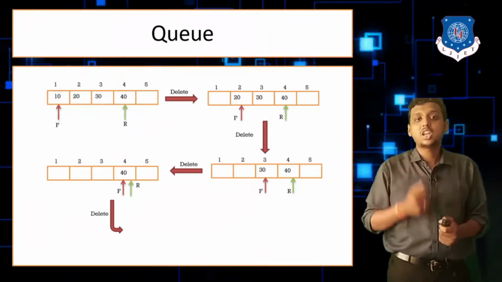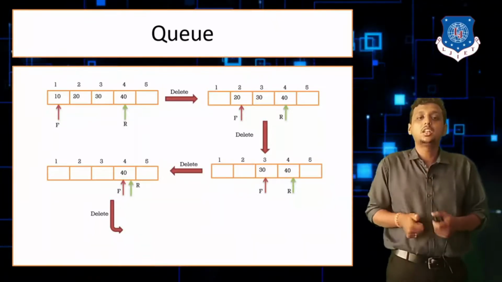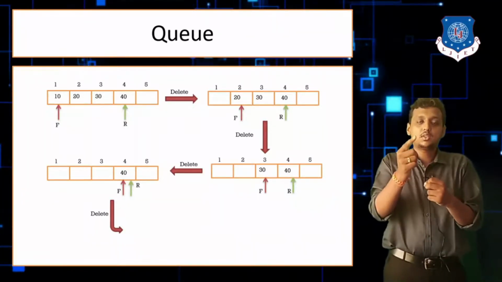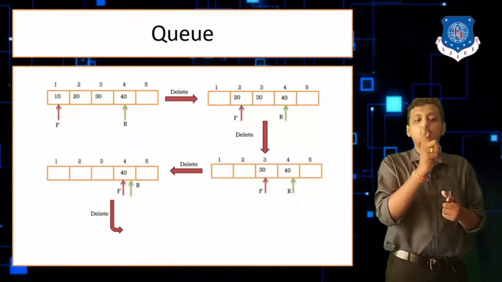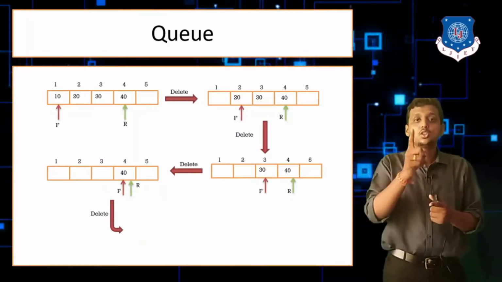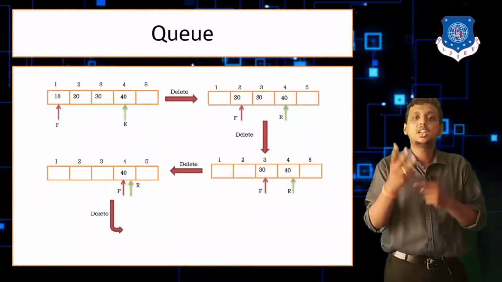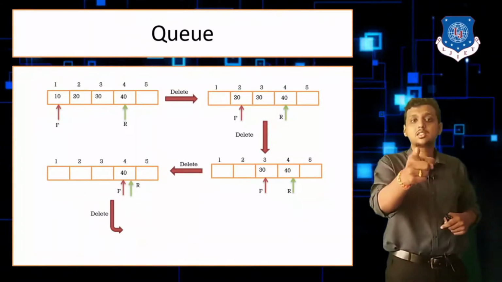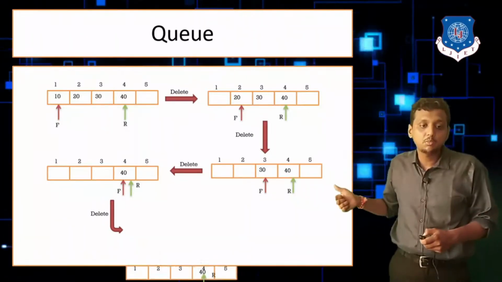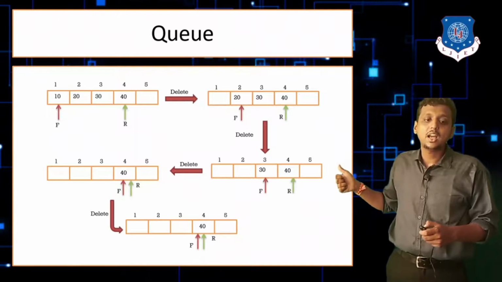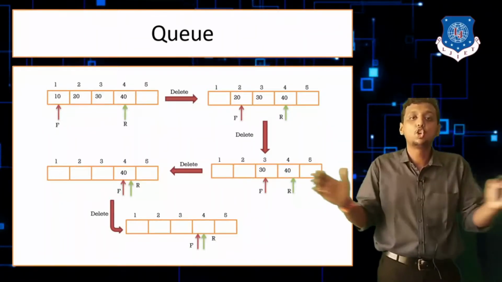Now check the next step. If I want to press the deletion button again after removing the 30, then what happens? First check: f is equal to 0? No. So step number 2: assign 40 to y. So y is equal to q of f, so y is equal to 40. Step number 3: check whether f and r are at the same level. Yes, it is, because after removing 40, f and r are at the same level. After removing 40, the queue becomes empty.